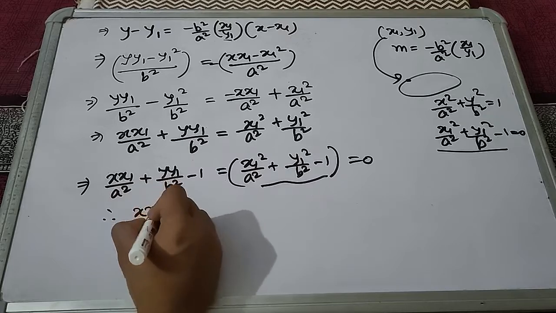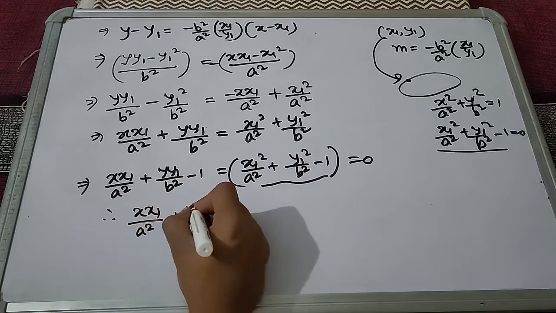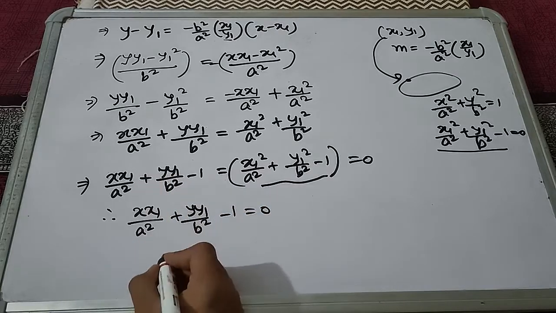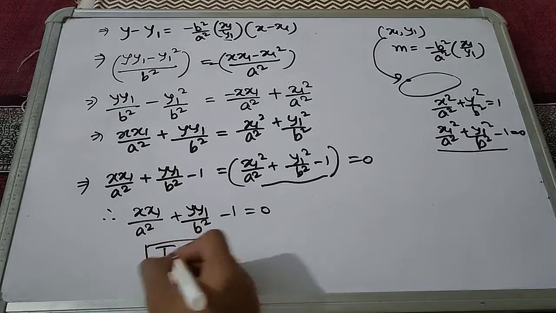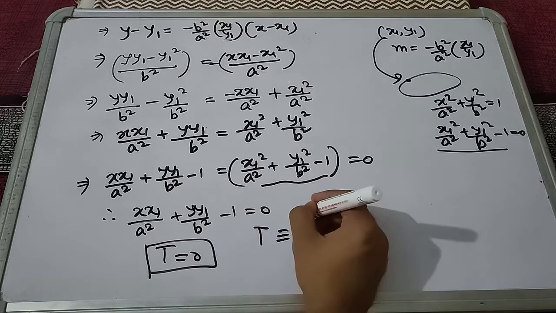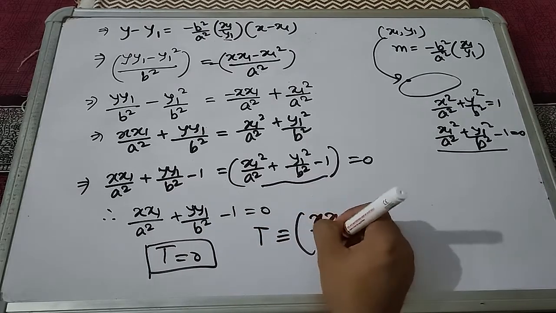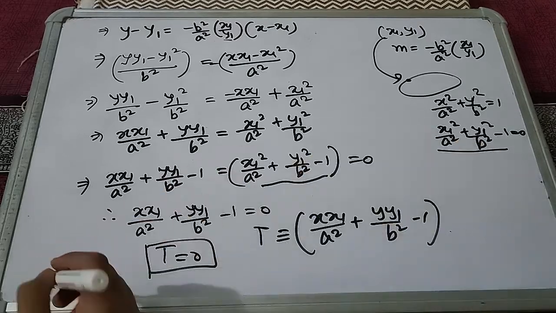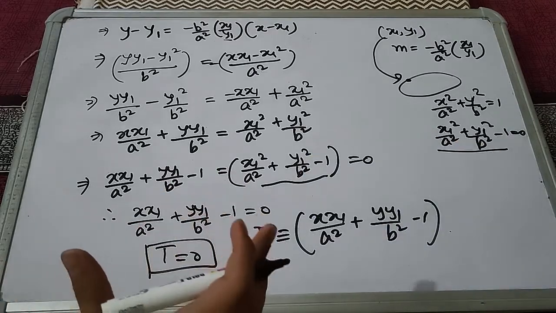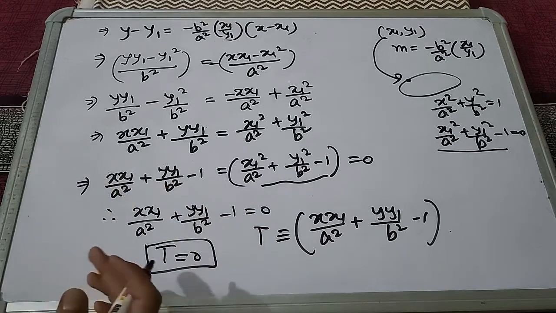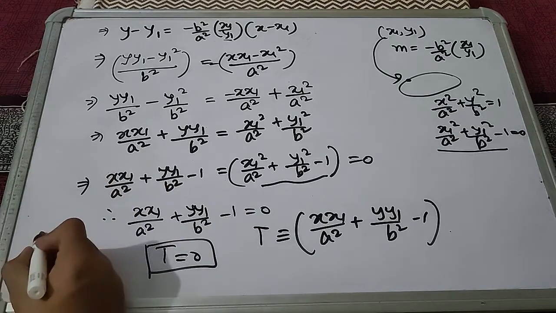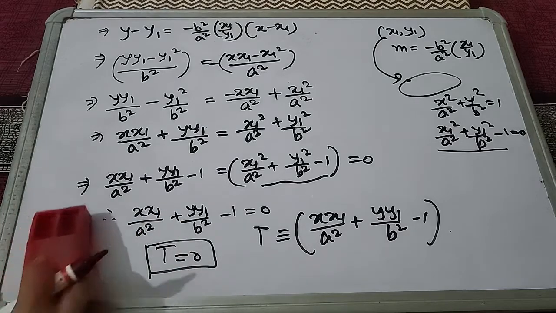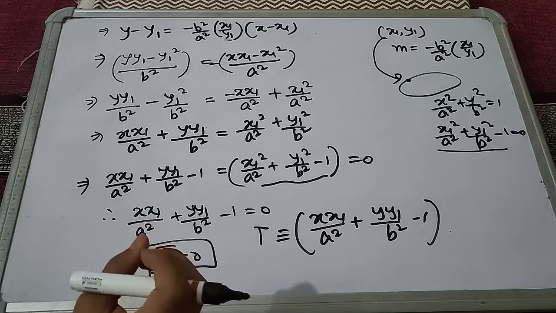Therefore, x1 by a square plus y1 by b square minus 1 equals 0, or t equals 0, where t is x1 by a square plus y1 by b square minus 1. This is a standard result which we have also derived in the earlier parts of the tangent video regarding circle and parabola, and again we are doing it in the case of ellipse. The same thing will hold true for hyperbola.